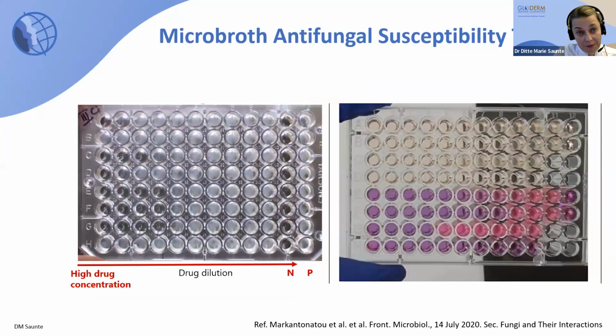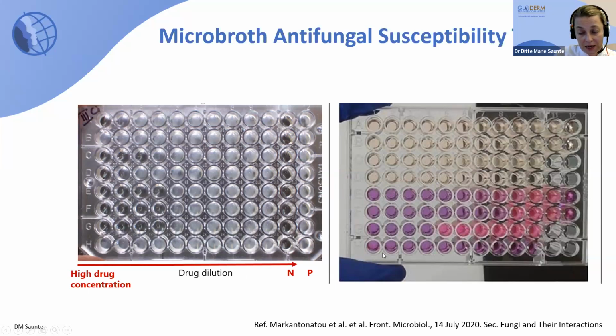Then we have the microbroth antifungal susceptibility testing. These plastic wheels can hold a lot of isolates on the same plate. We have a higher concentration to the left, lower to the right. We have a negative well here and a positive control here. And then we have the growth of the dermatophyte.